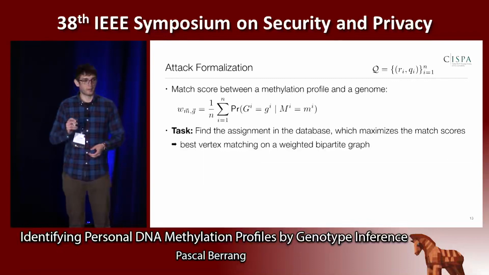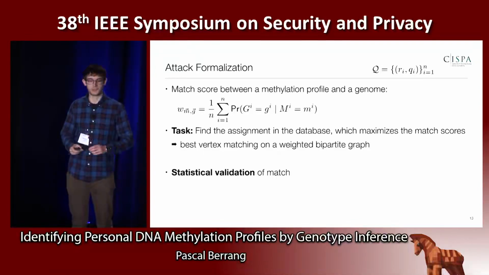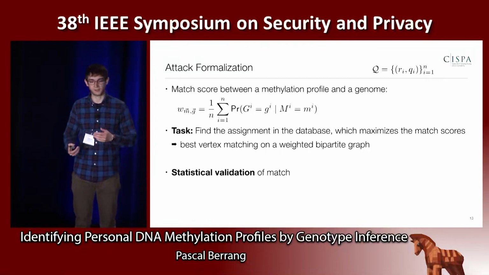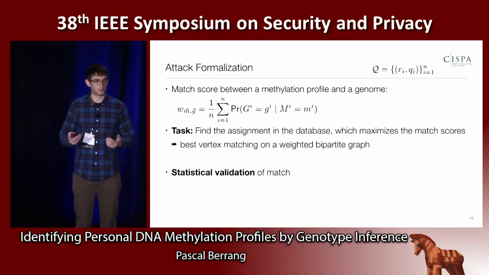So maybe you remember I told you that the corresponding genome does not have to be present in the genome database. So we still need another additional step, and this is a statistical validation, and we apply a statistical z-test there to find out whether the assignment we found is really the correct genome or whether the correct genome is simply not present.